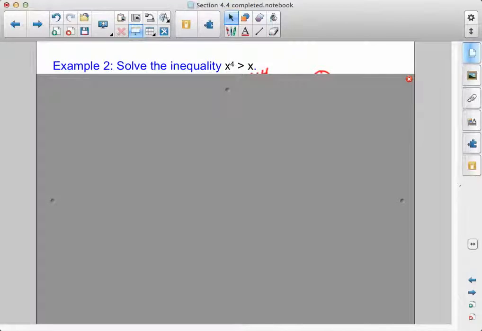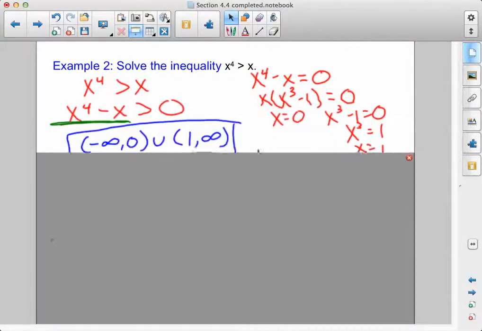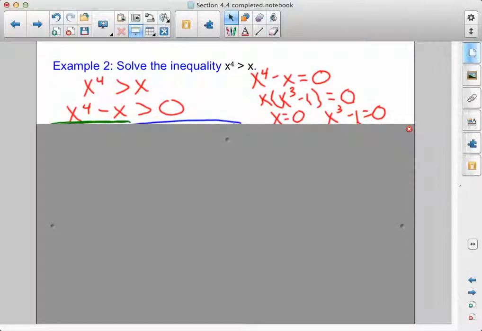So here in example 2, we're asked to solve the inequality x to the fourth is greater than x. Now first off, in order to solve this, I need to make sure it's in the proper form. So I subtract x from both sides to get x to the fourth minus x is greater than 0.